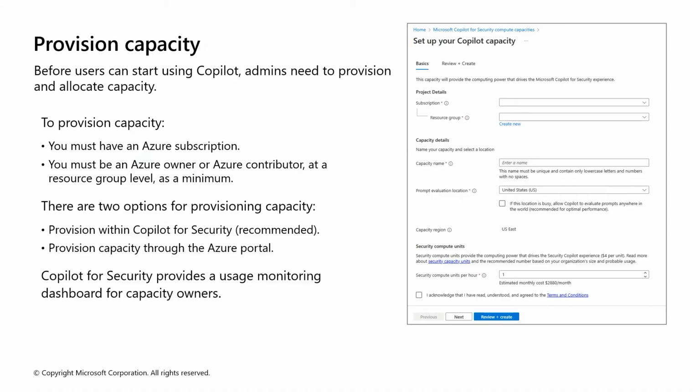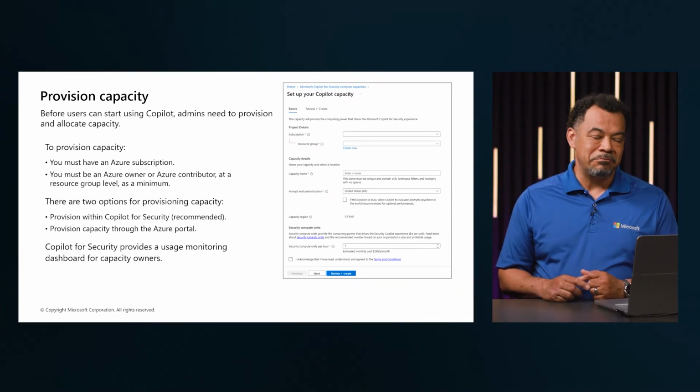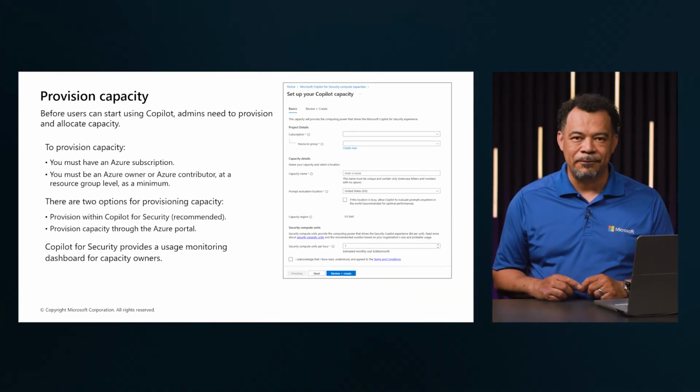To provision capacity, you must have an Azure subscription. You must be an Azure owner or contributor at a resource group level at a minimum. One thing you want to keep in mind, though, is that by default, global admins are not an Azure owner or an Azure contributor. This can be configured in the Azure portal itself.